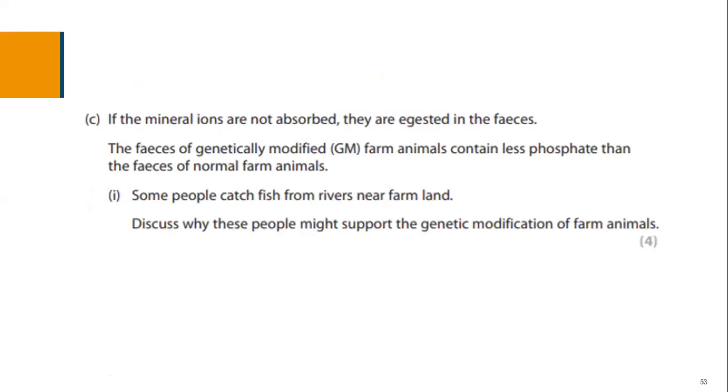Now, this question: if mineral ions are not absorbed, they are ingested in the feces. The feces of genetically modified farm animals contain less phosphate than the feces of normal farm animals. Some people catch fish from rivers near farmland. Discuss why these people might support the genetic modification of farm animals. Can you type into the chat box which assessment objective you think this one is, please?